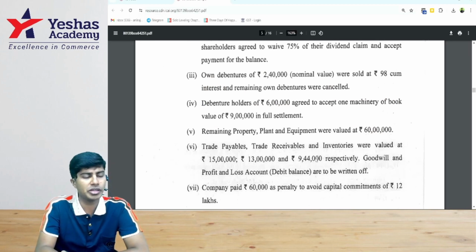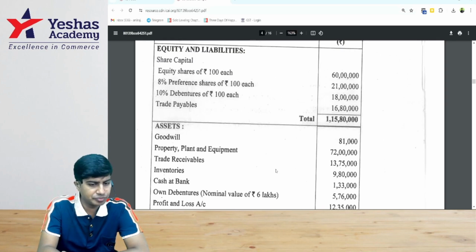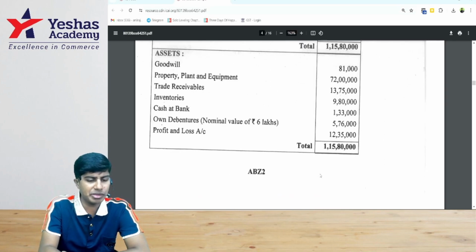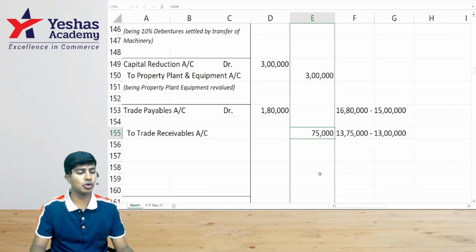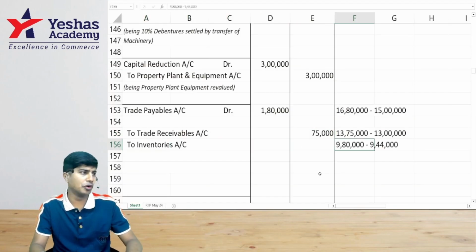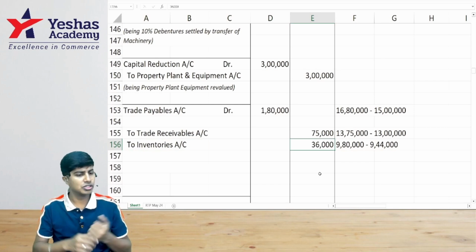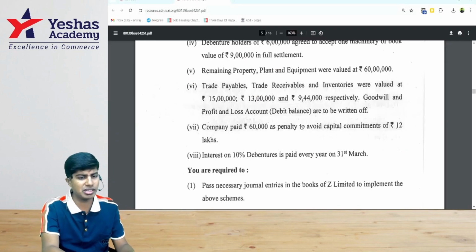Inventories. Inventories should be revalued to 9 lakh 44. What is the value of inventories in the balance sheet? 9 lakh 80 is becoming 9 lakh 44. 980 is becoming 944. That means inventory value is decreasing. 980 minus 944, 36,000. So inventory value is also decreasing. You all get this? Very good. Is there any other adjustment in the same thing?